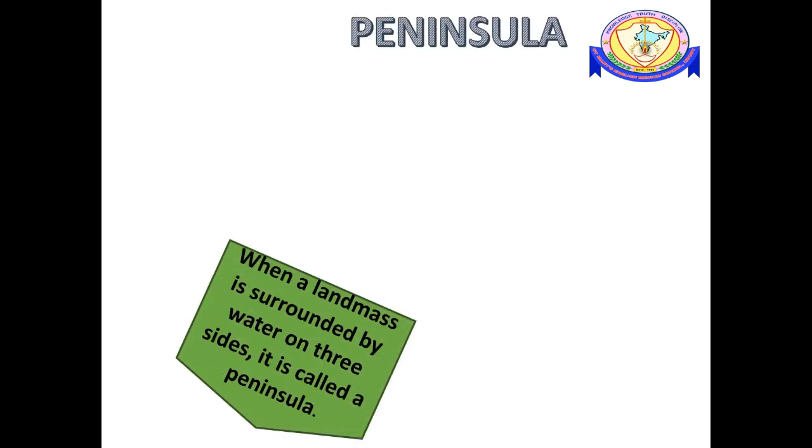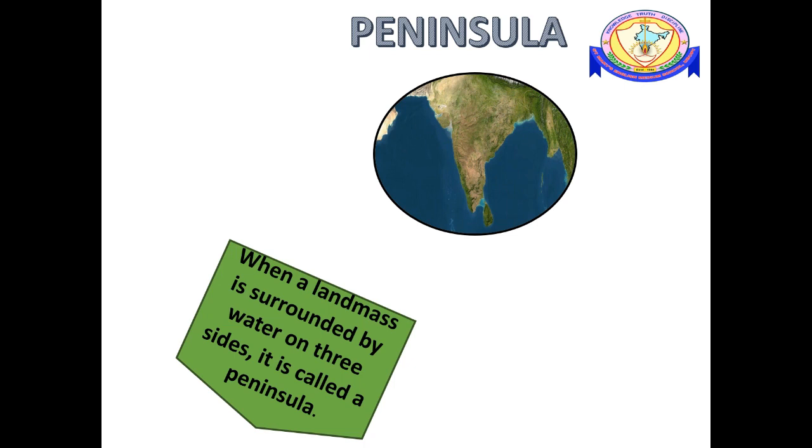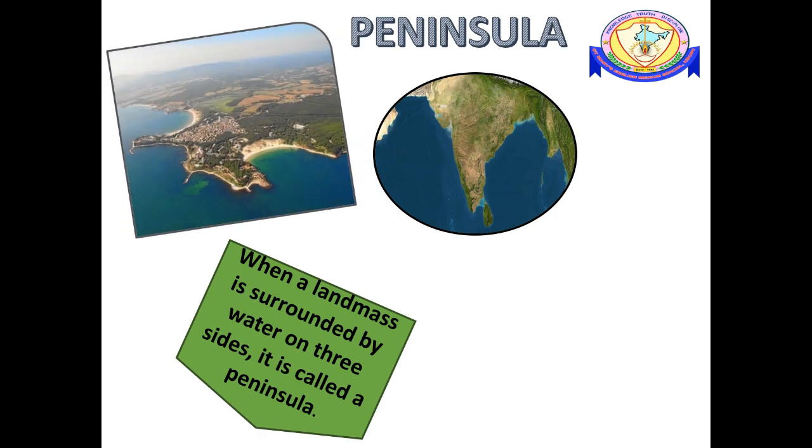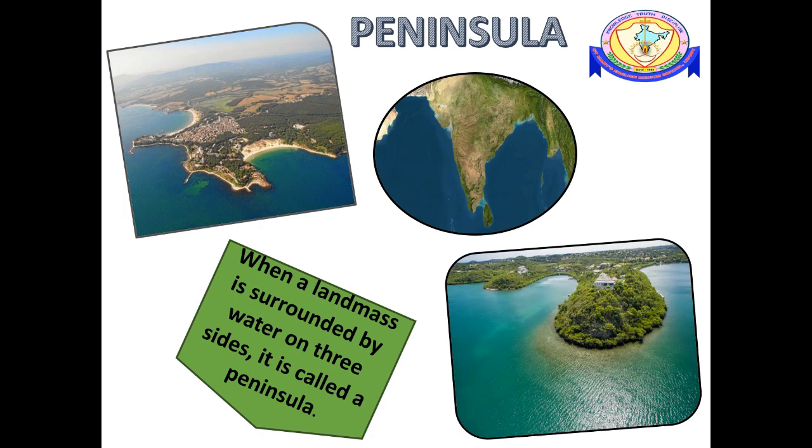Peninsula. When a landmass is surrounded by water on three sides, it is called a peninsula. The southern part of India is a peninsula. The tip of a peninsula is called a cape. The southernmost tip of the Indian peninsula is called Cape Comorin or Kanyakumari.